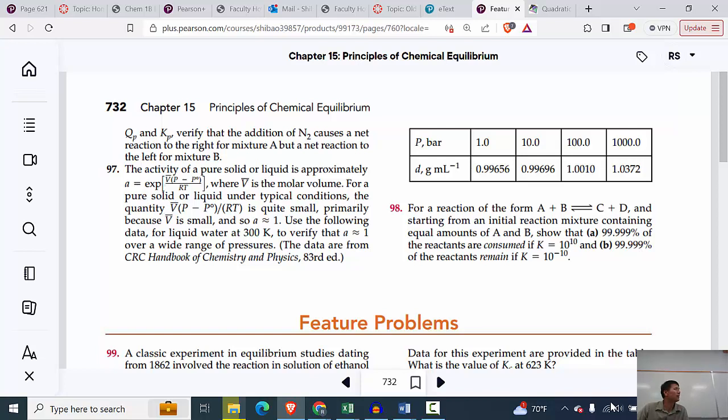Here they're just showing this. We got 5 nines, 99.999% if K is 10 to the positive 10. So in the case of 10 to the positive 10, that's a lot of product. So it's 99.999% reaction. If K is 10 to the minus 10, that's very little product, 0.001% reaction. So we want to know percent reaction. So this is another reason to use it.